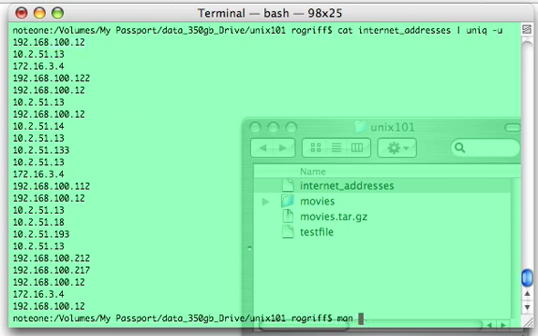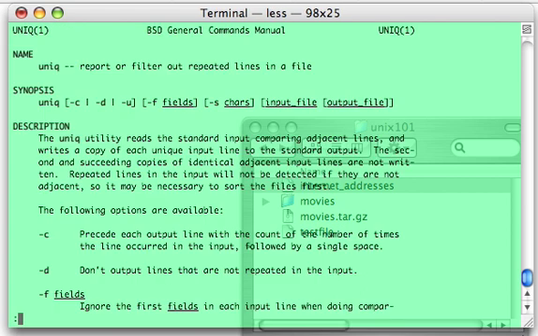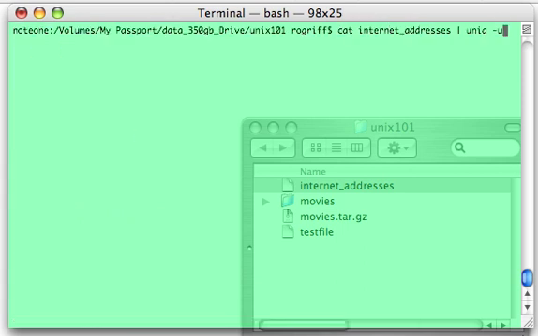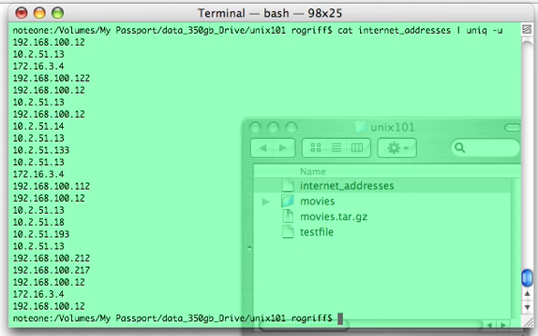So let's look at the man page again. A quick look here will show that the uniq utility reads standard input comparing adjacent lines. This is the key right here. It compares adjacent lines. So lines like 100.12 and 100.12, even though they're duplicated, are not next to each other or adjacent to each other. So when we tried to use the uniq command to filter them out before, we did not have any success.